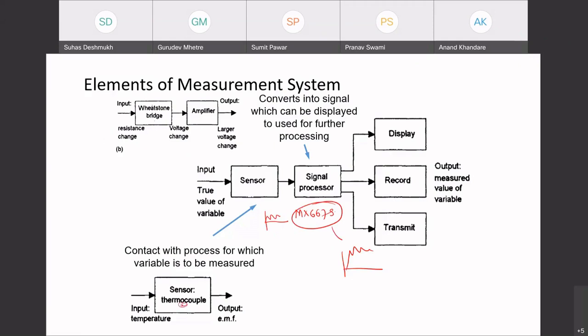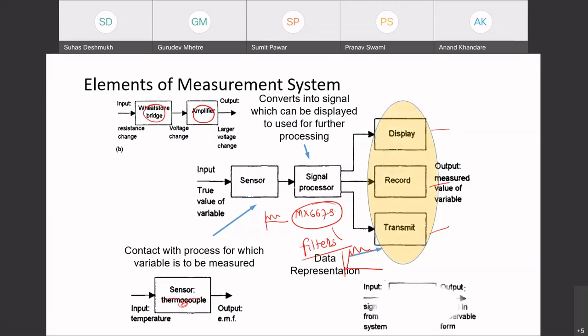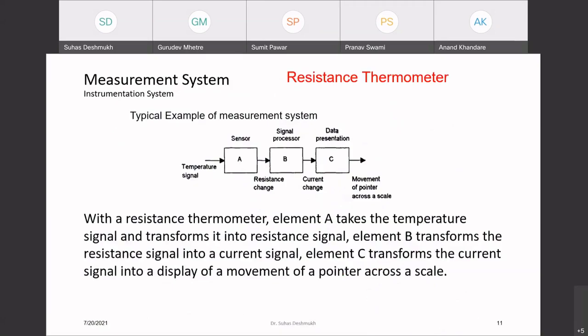If I use a strain gauge as a sensor instead of a thermocouple, I can use a Wheatstone bridge and an amplifier. All this comes under signal processing. Along with that, we are also working with filters for signal processing purposes. Then we can have a display, record, and transmit stage. That is our representation, and these are basically the building blocks.